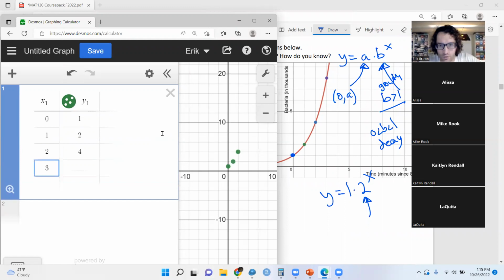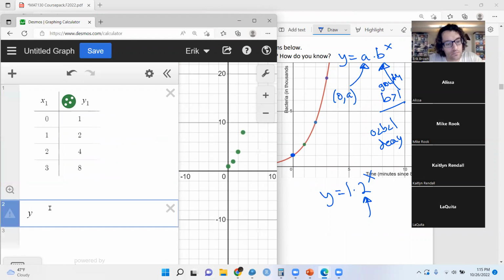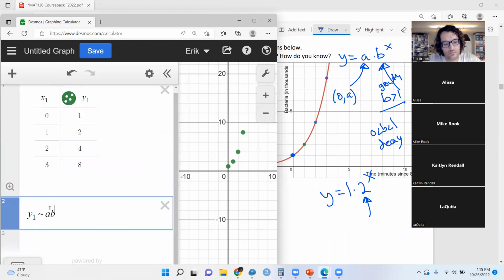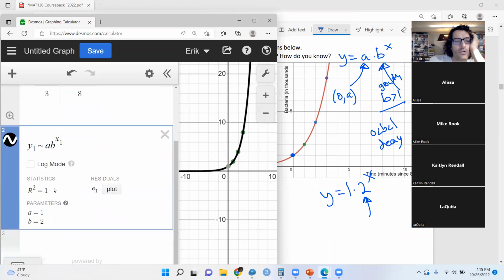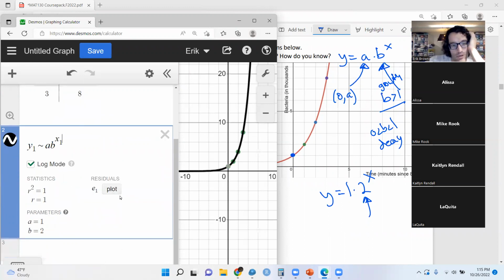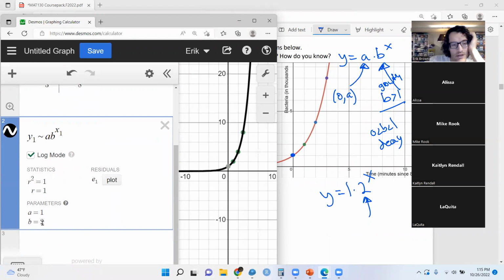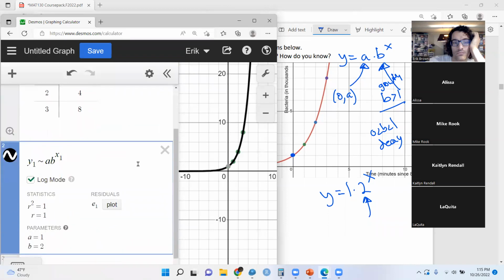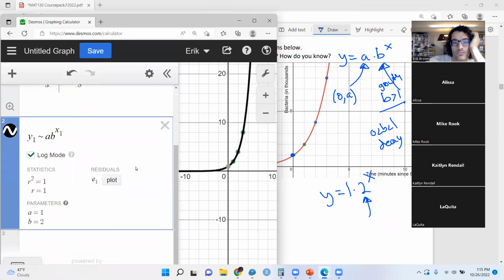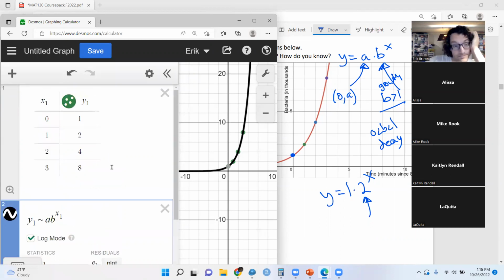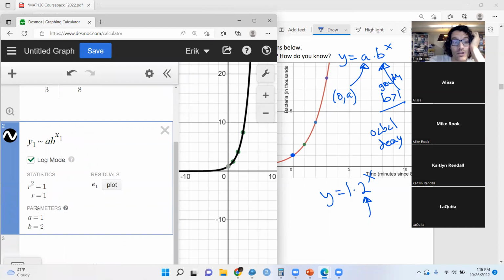And actually, this is how I created this graph when I made this problem. And this one, it doesn't matter whether you do log mode or not log mode because it's perfectly exponential. So there's your two parameters, A equals 1 and B equals 2. So when you type that into Desmos, it finds automatically the slope and all, and the growth and decay factor for the graph, for the data set that you put in. Yep. As long as you know how to read it.